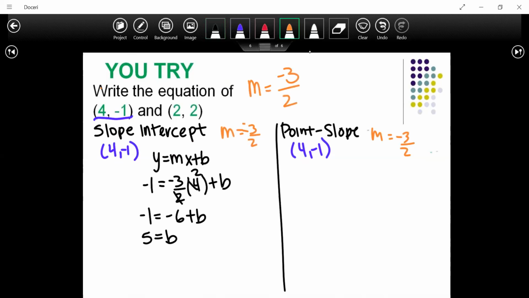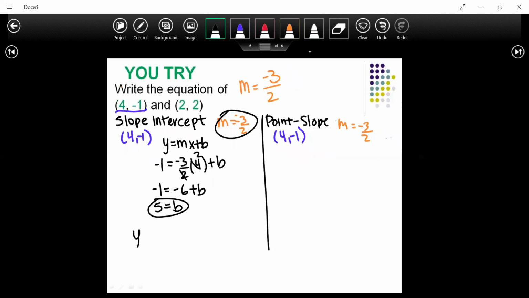So what we're going to use here is our b of 5, and we're going to use our slope of -3/2 to write the equation y is equal to -3/2x plus 5. That's all we're doing. Write the equation of the line that goes through those 2 points, and we just did that.